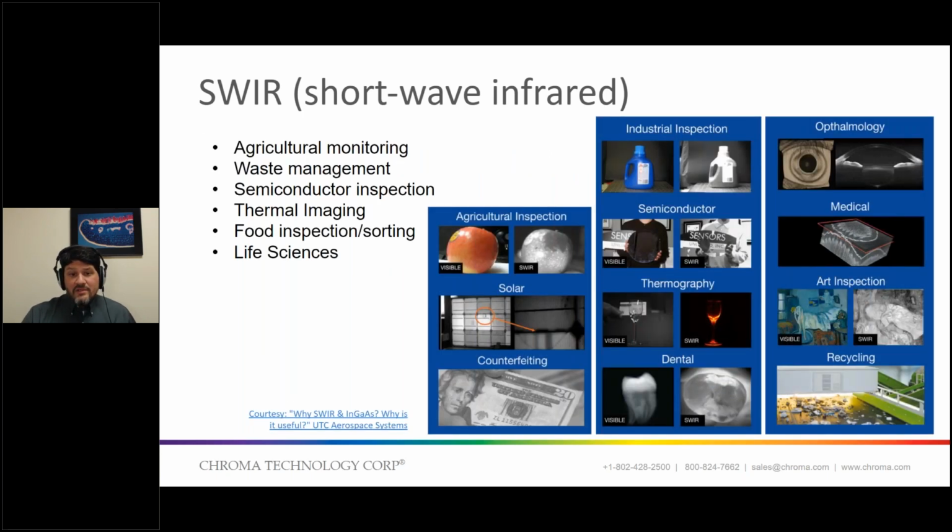Many other applications for SWIR lighting and SWIR imaging include agricultural monitoring, I already mentioned, waste management, recycling, even art inspection. The SWIR light goes through certain pigments. Semiconductor inspection, for example, solar cells, food inspection, thermal imaging, and life science, to name a few more.